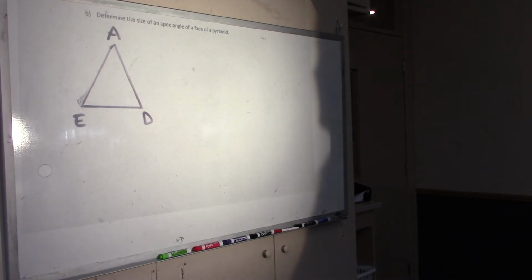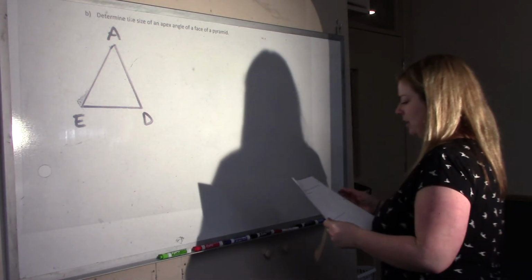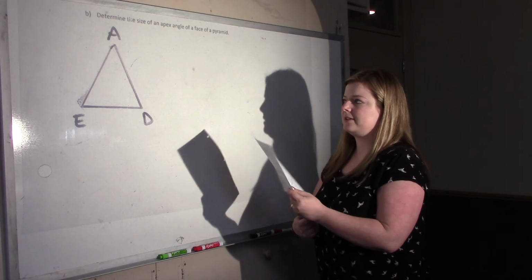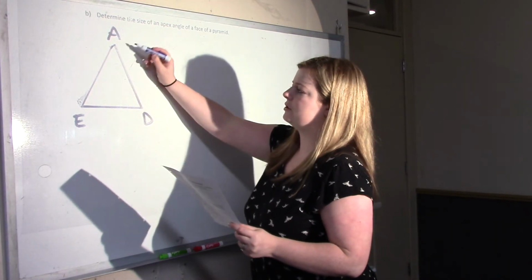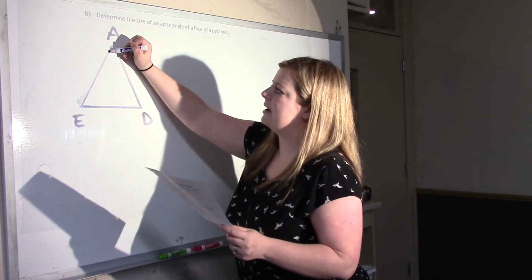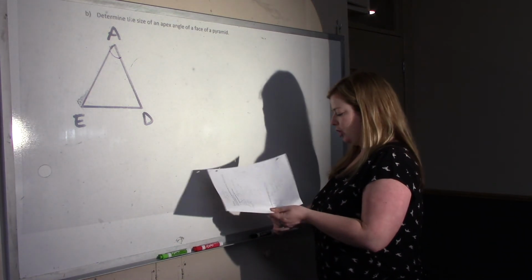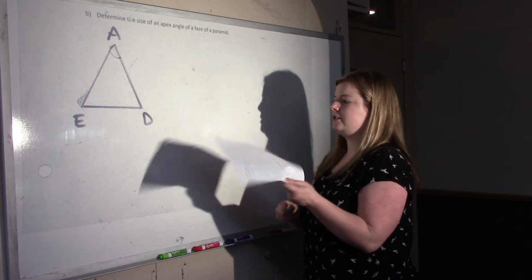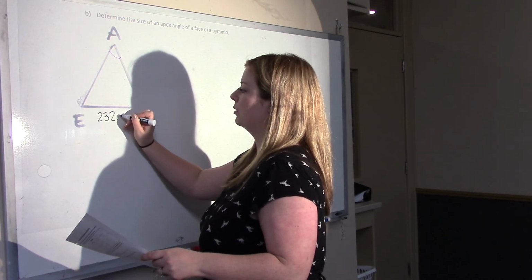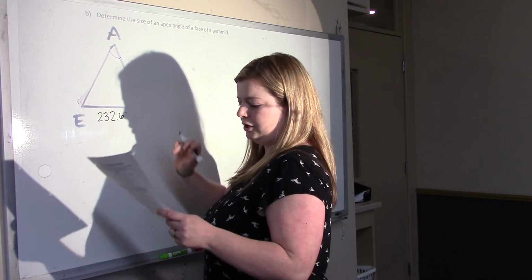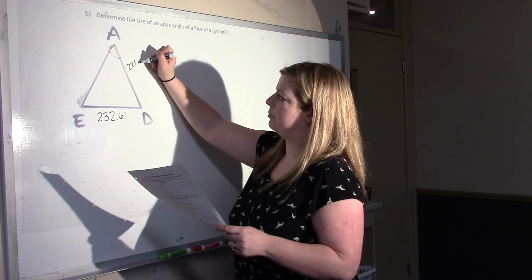Okay, now part B is to determine the size of the apex angle of a face of a pyramid. An apex angle is at the top. So this is that side AED, just one face. The apex angle is this one here. That's what it's looking for. So you know that ED is 232.6, and you know that each of these side lengths is 221.2.